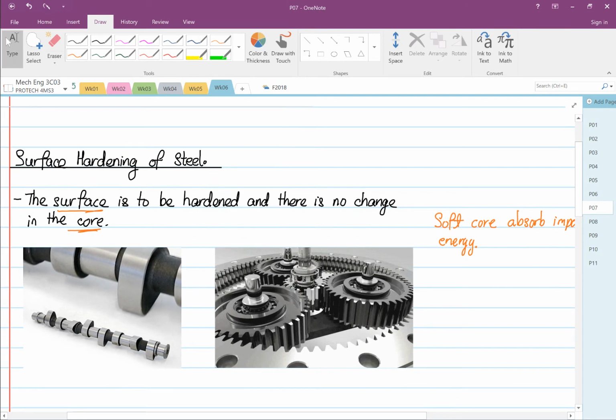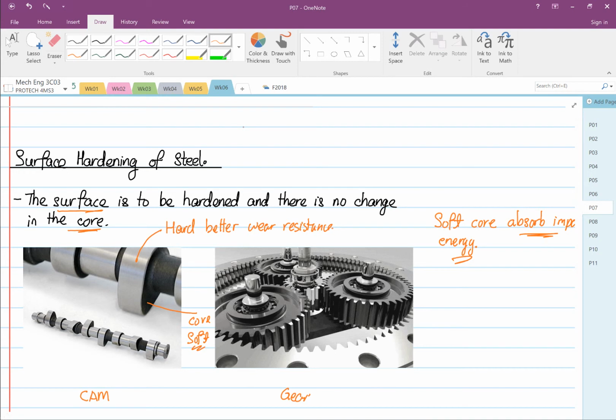So for this case, you want the surface of the cam. You have a cam down here, and you have gears over here. You want the surface to be hard, to have better wear resistance. However, you like the core to be soft. Why does it need to be soft? So you can absorb impact energy. Like gears, if you engage the wrong gear in your car, you have impact energy.